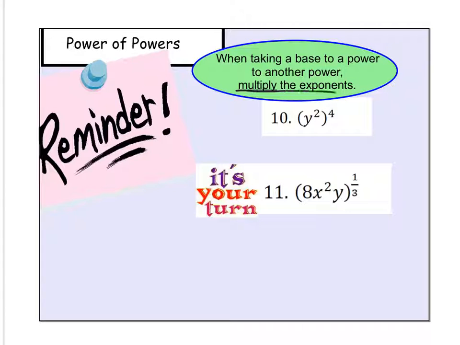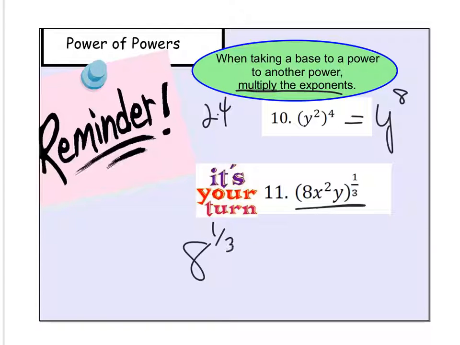Here I'm going to multiply exponents. I have a power to a power, so that is going to be y to the 8th, 2 times 4. This one means I'm going to take everything and raise it to the 1/3 power.